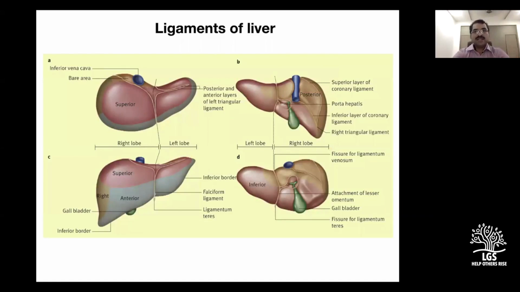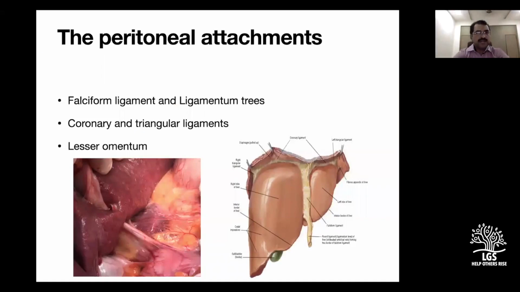So there are many ligaments described in the liver. They are all peritoneal attachments. In fact, they represent the remnants of the ventral mesogastrium in which the liver develops. So we have the peritoneal attachments in the form of the falciform ligament. The ligamentum teres is seen in the lower part of the falciform ligament. You have the coronary and triangular ligaments, and you have the lesser omentum.